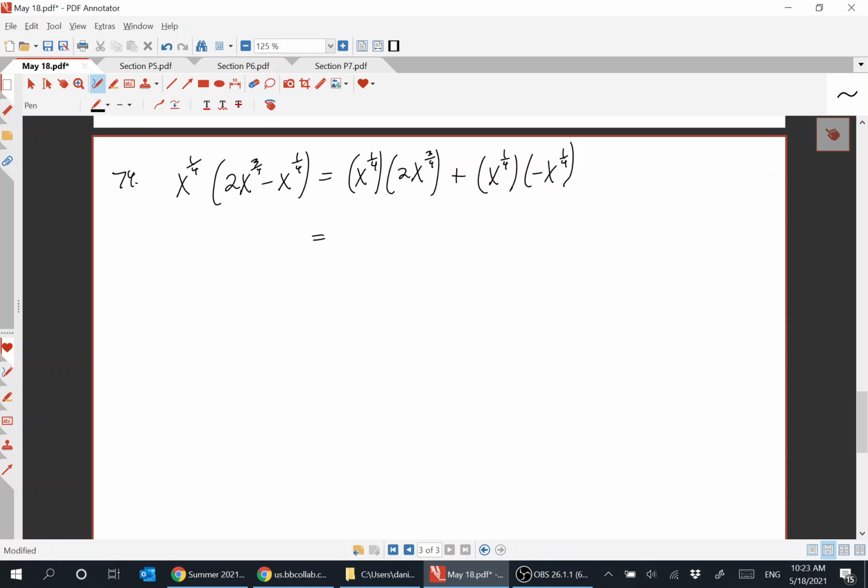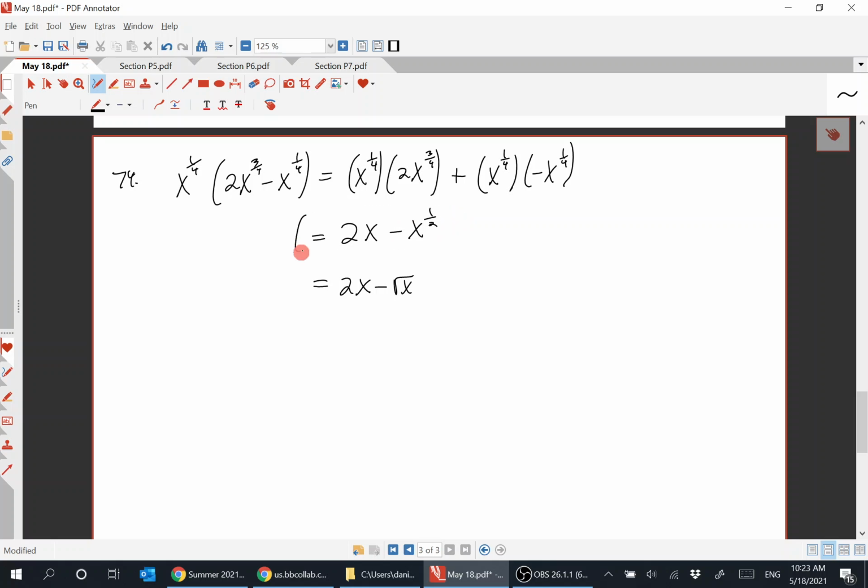When they multiply together, you add the exponents. So it's 2x to the 3/4 plus 1/4, which is just 1. Plus x to the 1/4 times minus x to the 1/4. Add the 1/4 and the 1/4, you get 1/2. And then, of course, it's a minus, not a plus. So x to the 1/2, which you could also write as 2x minus square root x.